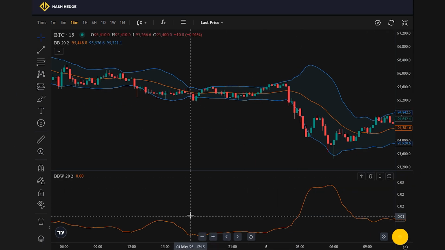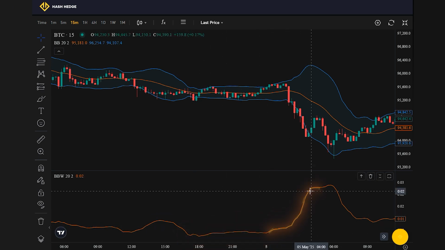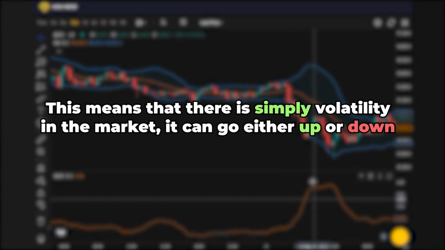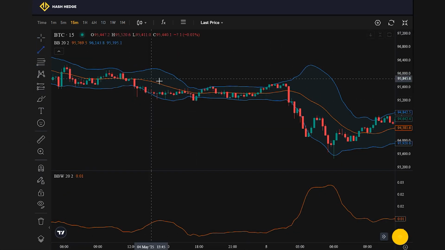We look at the indicator and see the same thing. It shows that the channel was very narrow and abruptly began to widen. Just because the indicator is rising, it doesn't mean the chart will rise as well. This means that there is simply volatility in the market. It can go either up or down. What do we do next?